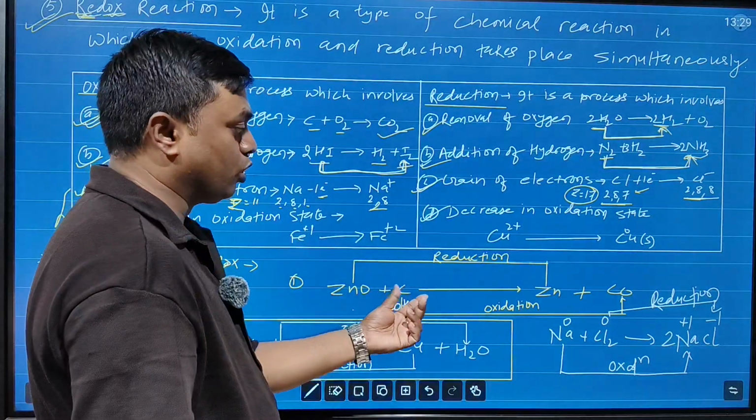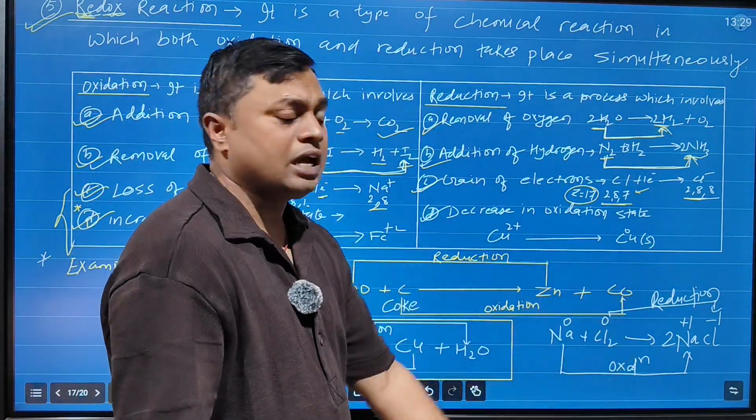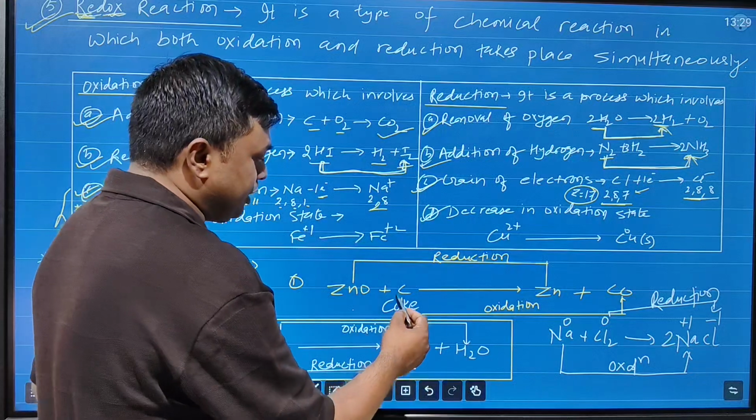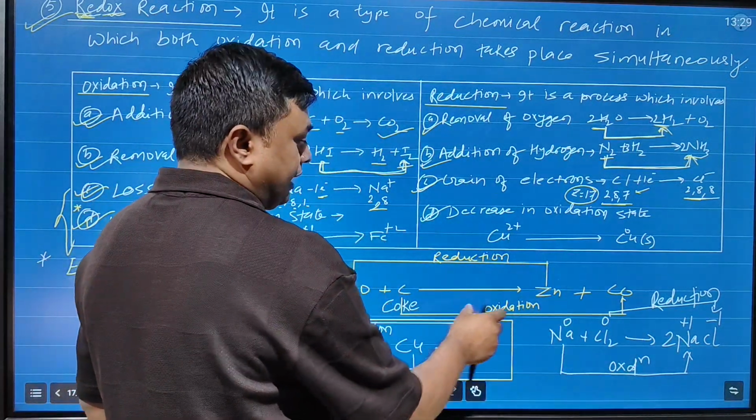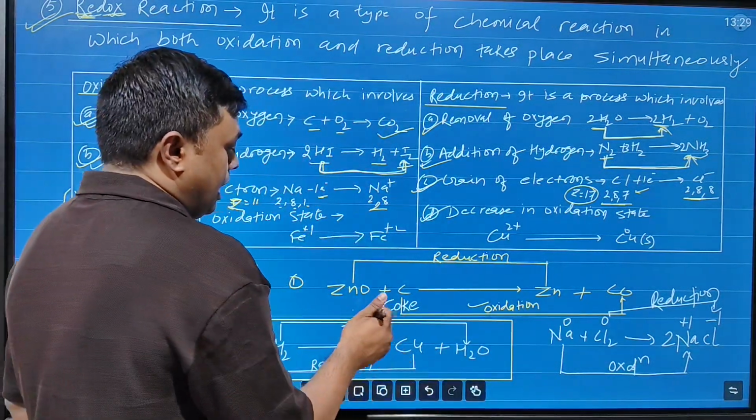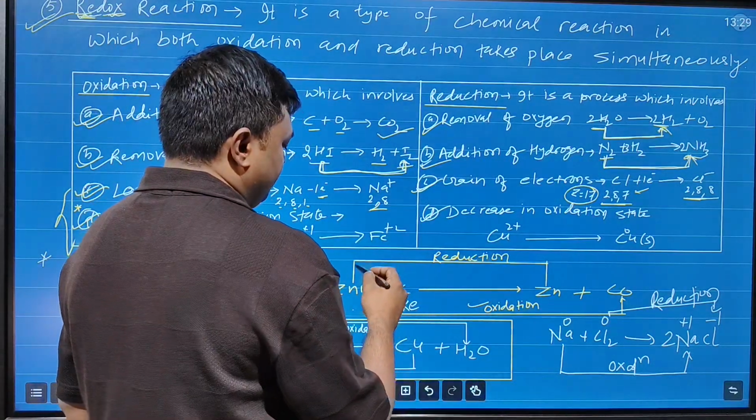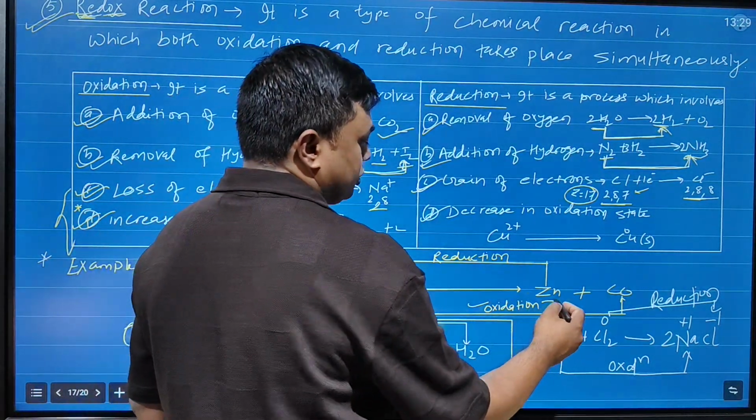Zinc oxide plus coke gives rise to zinc plus carbon monoxide. You can see here C to CO, there is addition of oxygen, so this is what? Oxidation. And zinc oxide to zinc: with zinc here oxygen is there, here with zinc oxygen is not there.